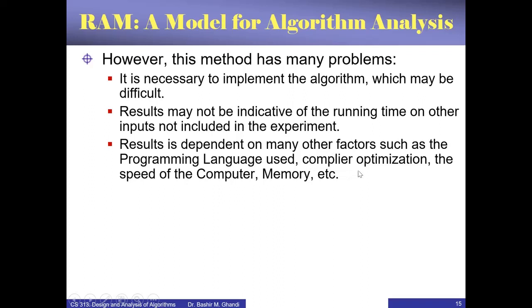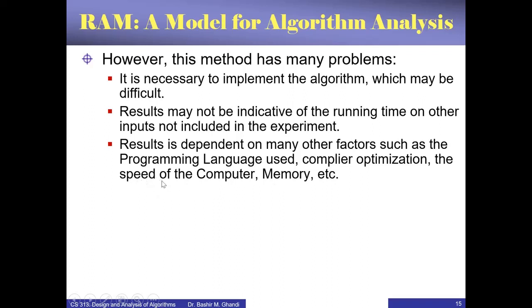Another issue is that compilers normally do some optimization. When you write your code and you compile it to execute it, compilers normally add some optimization to make sure the code runs more efficiently. So maybe it is the optimized code that was added by the compiler that is giving you good results, not the original algorithm that you designed.